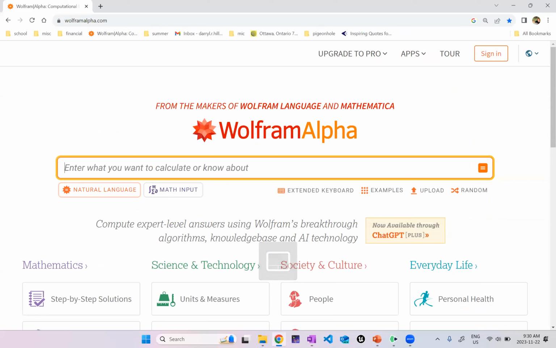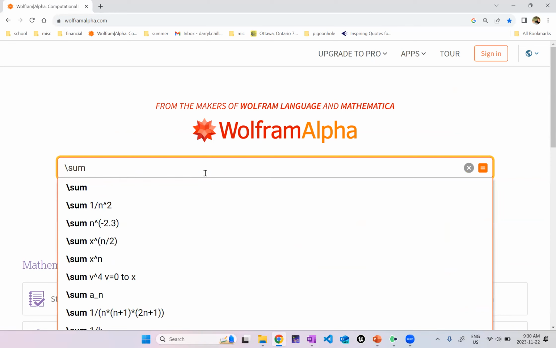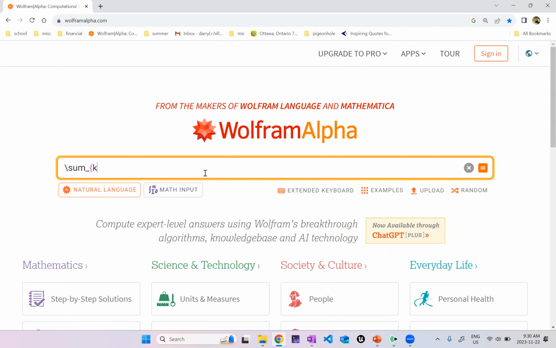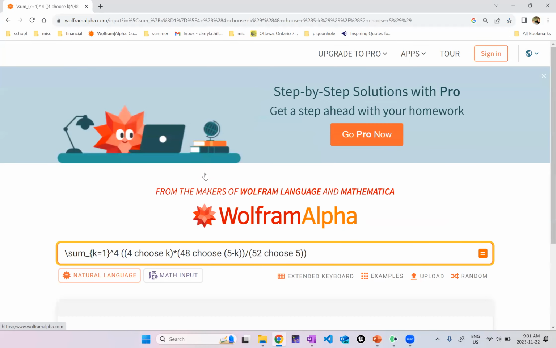Okay. So Wolfram Alpha is nice. I can actually do stuff like this. If I remember what the formula is, I'll do sum. It understands LaTeX, so I sort of default to LaTeX, but it can also mix and match things. k equals 1 to 4. So that's that summation. And now I have to be careful of the brackets. So 4 choose k times 48 choose 5 minus k, and all of that over 52 choose 5. And I need one more bracket. Okay, good. So this is what we had written, hopefully.